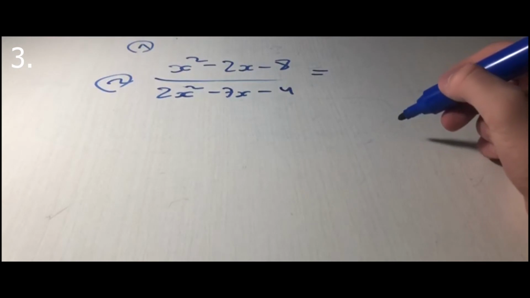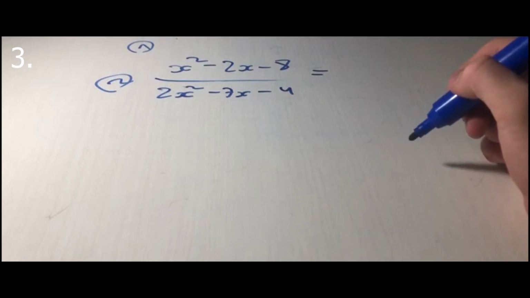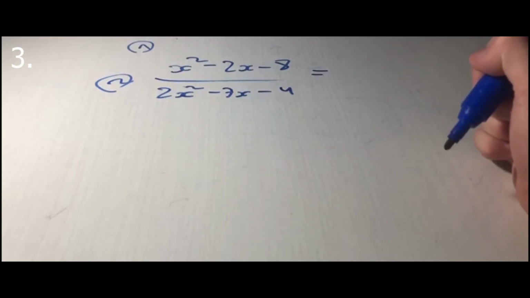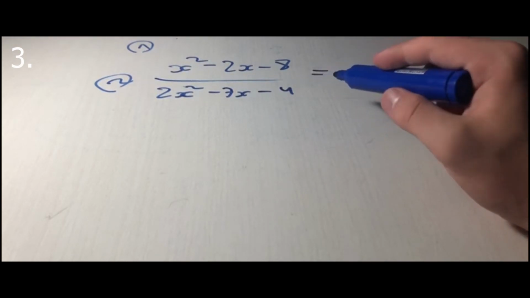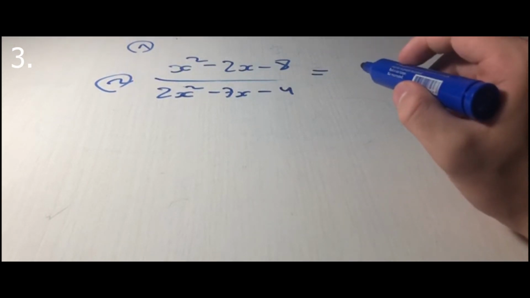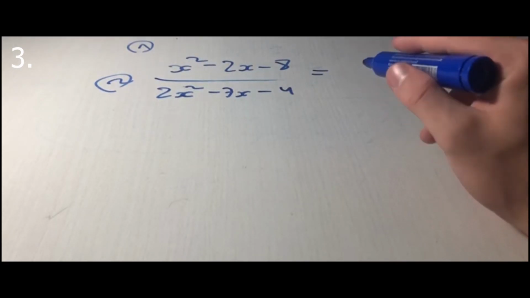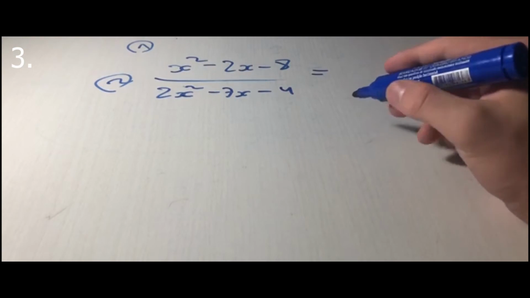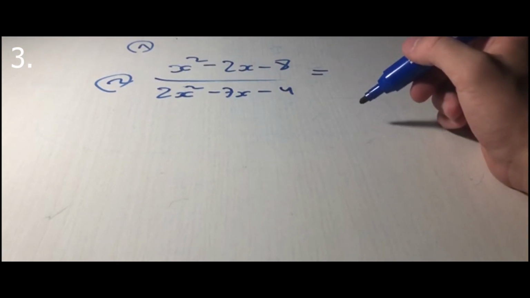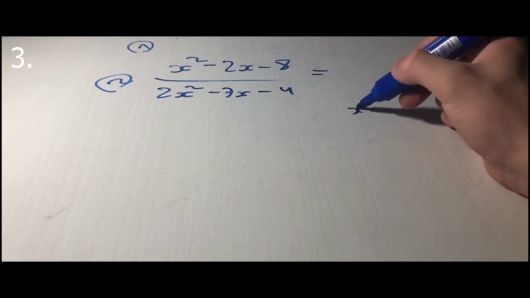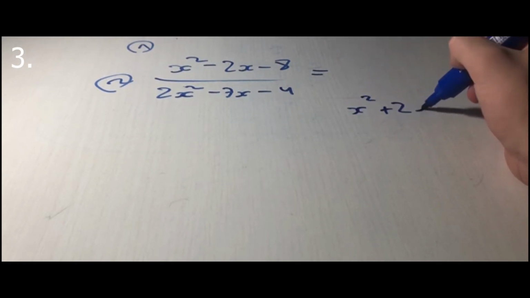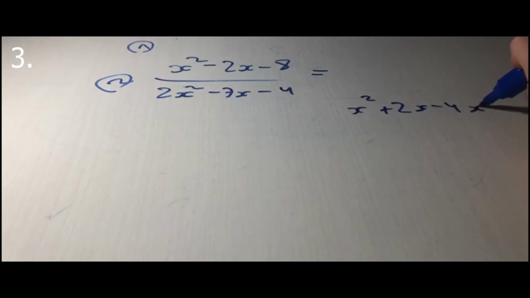So the first thing that we have to do is to get x squared times negative 8, and the two numbers that we're gonna get have the sum of negative 2x. So what I mean by x squared times 8 is that the two numbers will have x in the final. I'm gonna show you guys how to solve it. So the first thing that we have to do is x squared plus 2x minus 4x minus 8. Why did I choose positive 2x minus 4x? Because positive 2x minus 4x equals negative 2x.